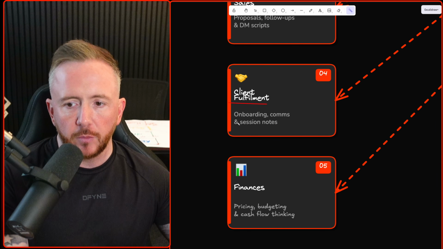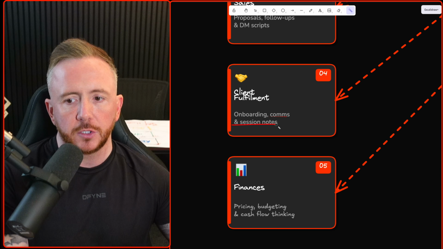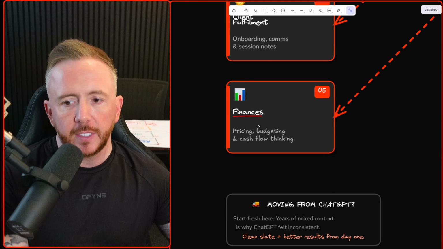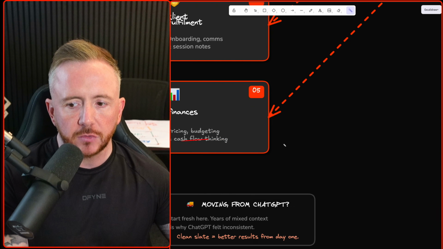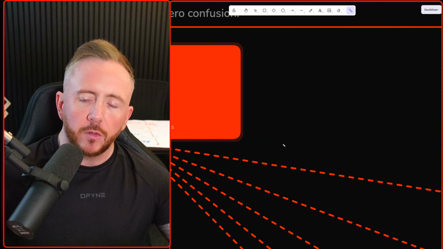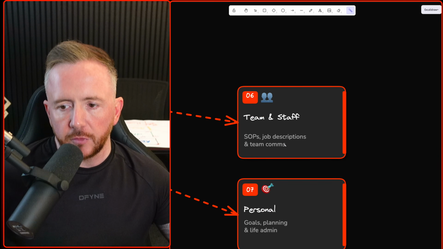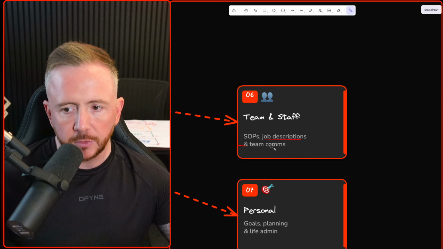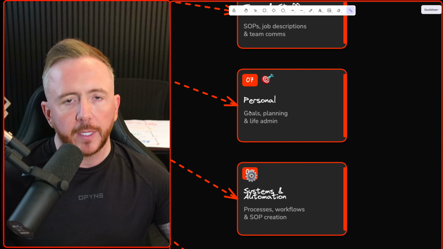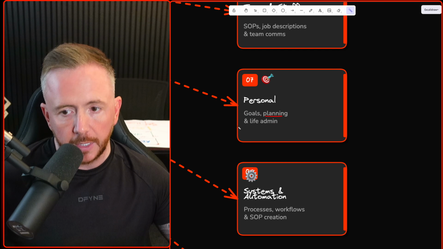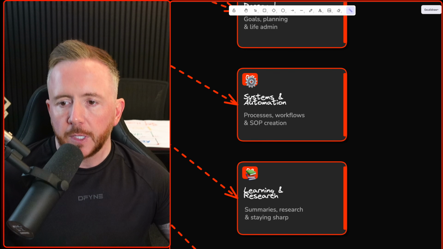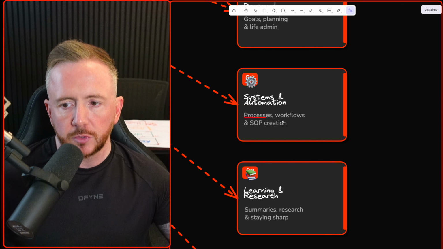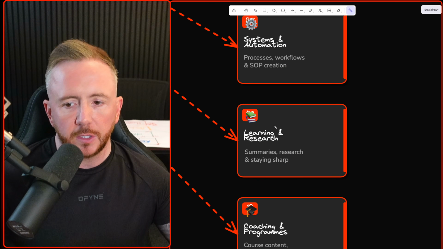Then we have client fulfillment, so any onboarding, your comms, your session notes. Then we have finances, so pricing, budgeting, and cash flow thinking. And then over to this side here, we have your team and staff, so SOPs, feed it all of your SOPs, job descriptions, team comms. And then you've got personal, so your goals, your personal planning, and your life admin. And then systems and automation, so this is your processes, your workflows, and your SOP creations.